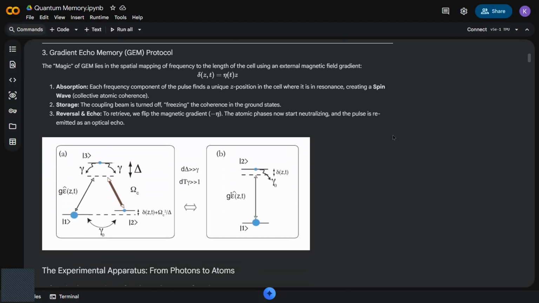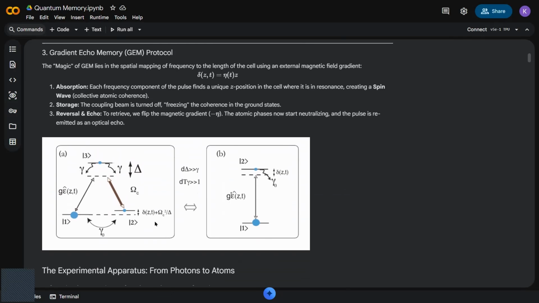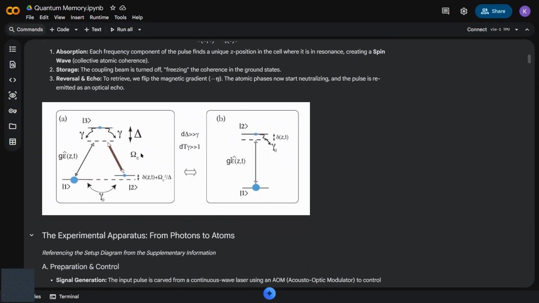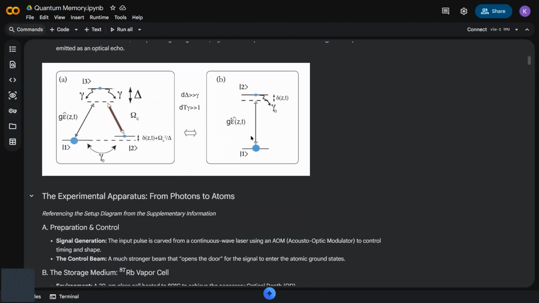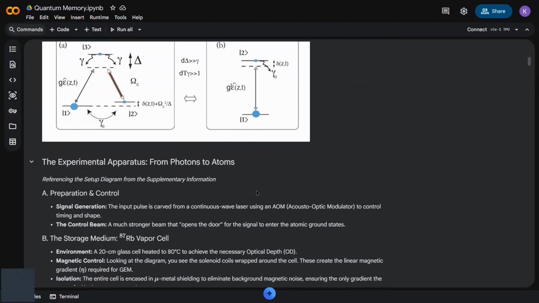Now, the gradient echo memory protocol operates as such. First, we absorb. So each frequency component in the incoming data is stored at a unique Z position. For this, we create a magnetic field gradient within the memory cell, which I'll explain in the experimental apparatus. And this is then stored in the two-level system of states 1 and 2. And when the coupling beam is turned off, the coherent state is frozen in the ground states 1 and 2. Now we reverse the magnetic field, and because of this, we retrieve the memory back as an echo. This echo is an optical echo, since it would be again a light pulse going out of the memory cell.